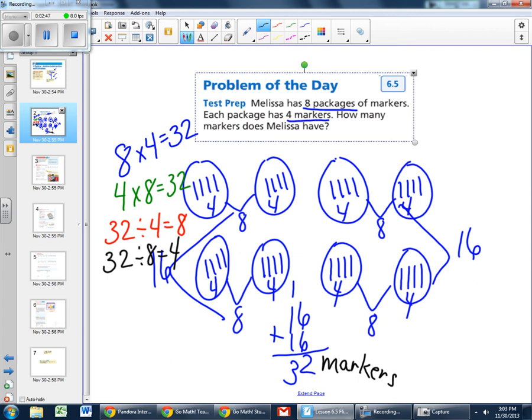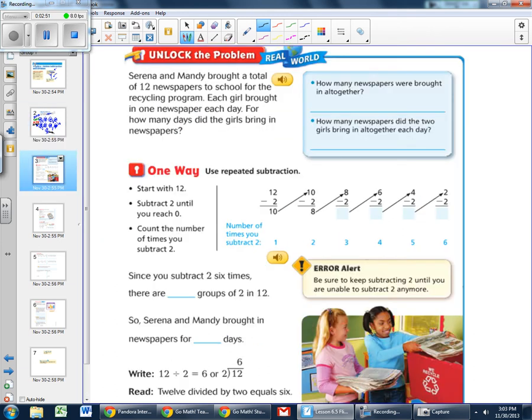Okay, having your brain warmed up and ready to go, let's go ahead and dive into today's pages for the lesson. In your Go Math book, you should be on page 225. Serena and Mandy brought a total of 12 newspapers to school for the recycling program. Each girl brought in 1 newspaper each day. For how many days did the girls bring in the newspapers?